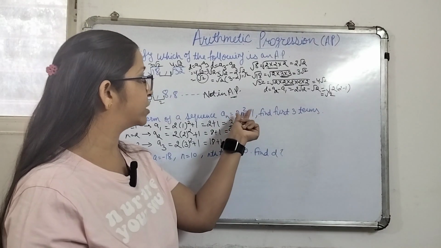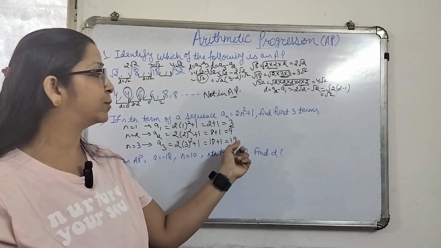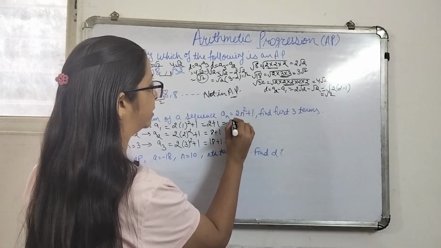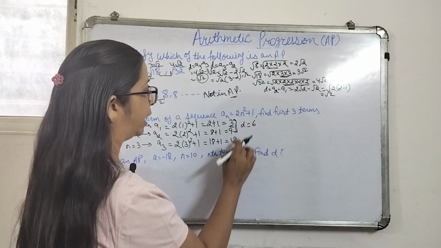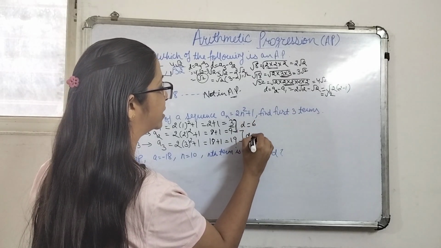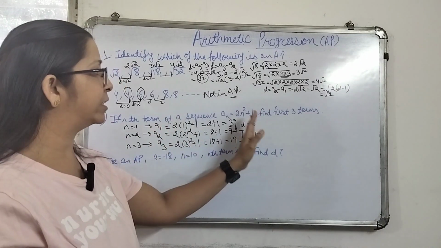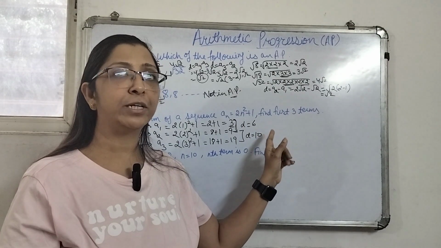So the first term of this sequence is 3, the second term is 9, the third term is your 19. We can see from here that the value of d over here is 6 and the value of d over here is 10. That means this sequence is not in AP. It is simply a sequence, but it is not in AP because the value of d is differing. It is not the same.